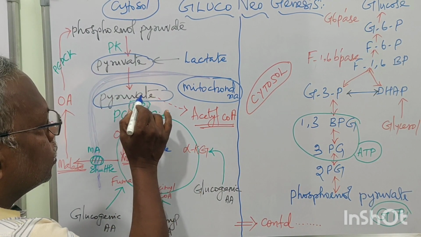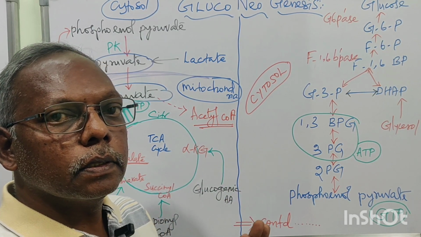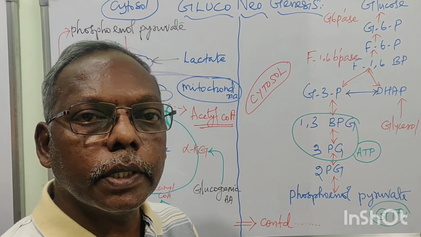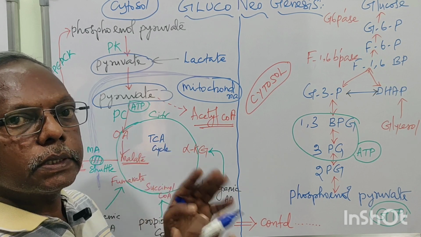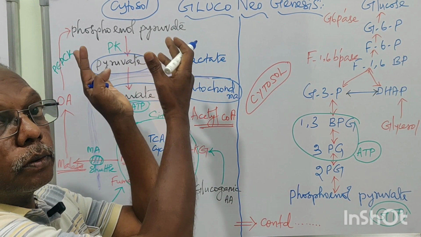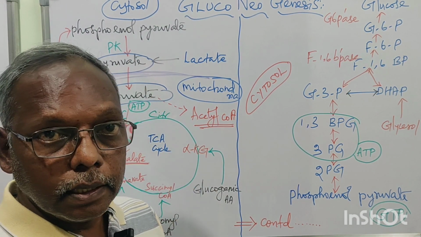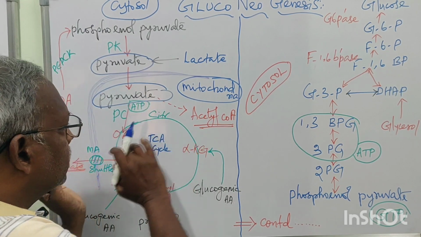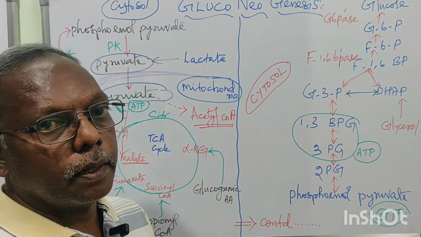Usually what happens in glycolysis, the glucose is available very much. Pyruvate is automatically converted into acetyl-CoA with the help of pyruvate dehydrogenase enzyme. Here what happens is there is no glucose. So this pyruvate enters into the TCA cycle, then produces some substrates, that will again go to the cytosol, finally producing glucose. This is the concept of the diagram.